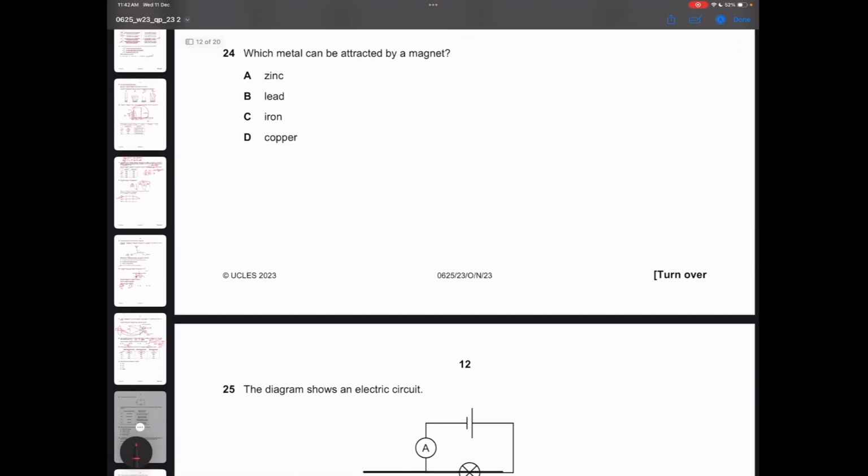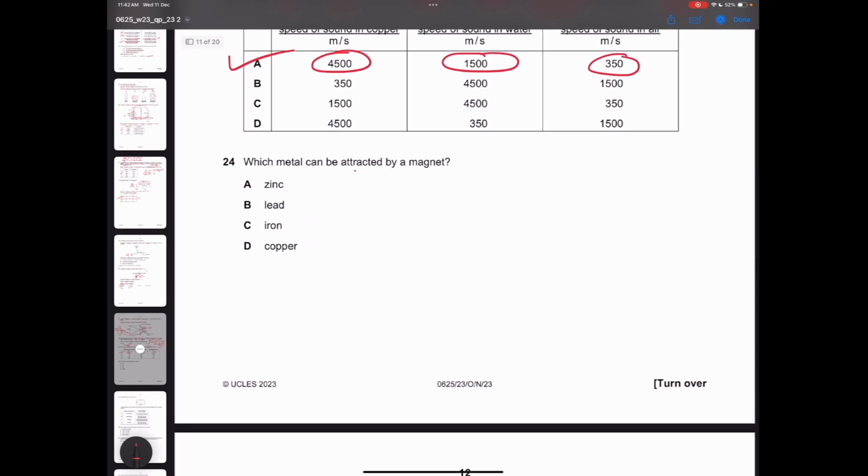Question number 24. Which metal can be attracted by a magnet? So magnetic materials are there: iron, cobalt. So iron you can use.